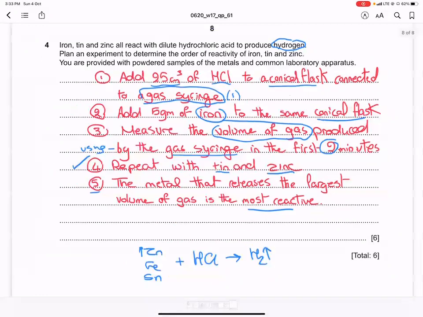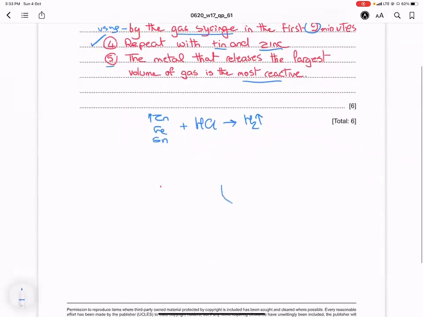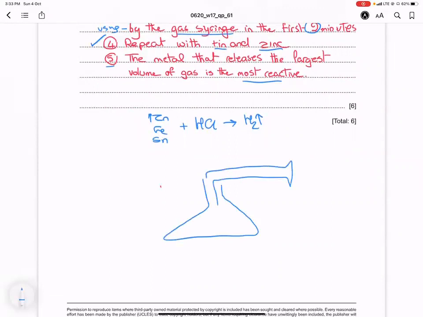Okay. Also, if you want a drawing of the experiment to imagine it, this is the conical flask with the gas syringe coming out of it. Excuse my bad drawing. Okay. Here is the 25 centimeter cube of hydrochloric acid, and here the 5 grams or whatever of the metal. The gas goes out, is collected in the gas syringe, and you're measuring it for the first 2 minutes.